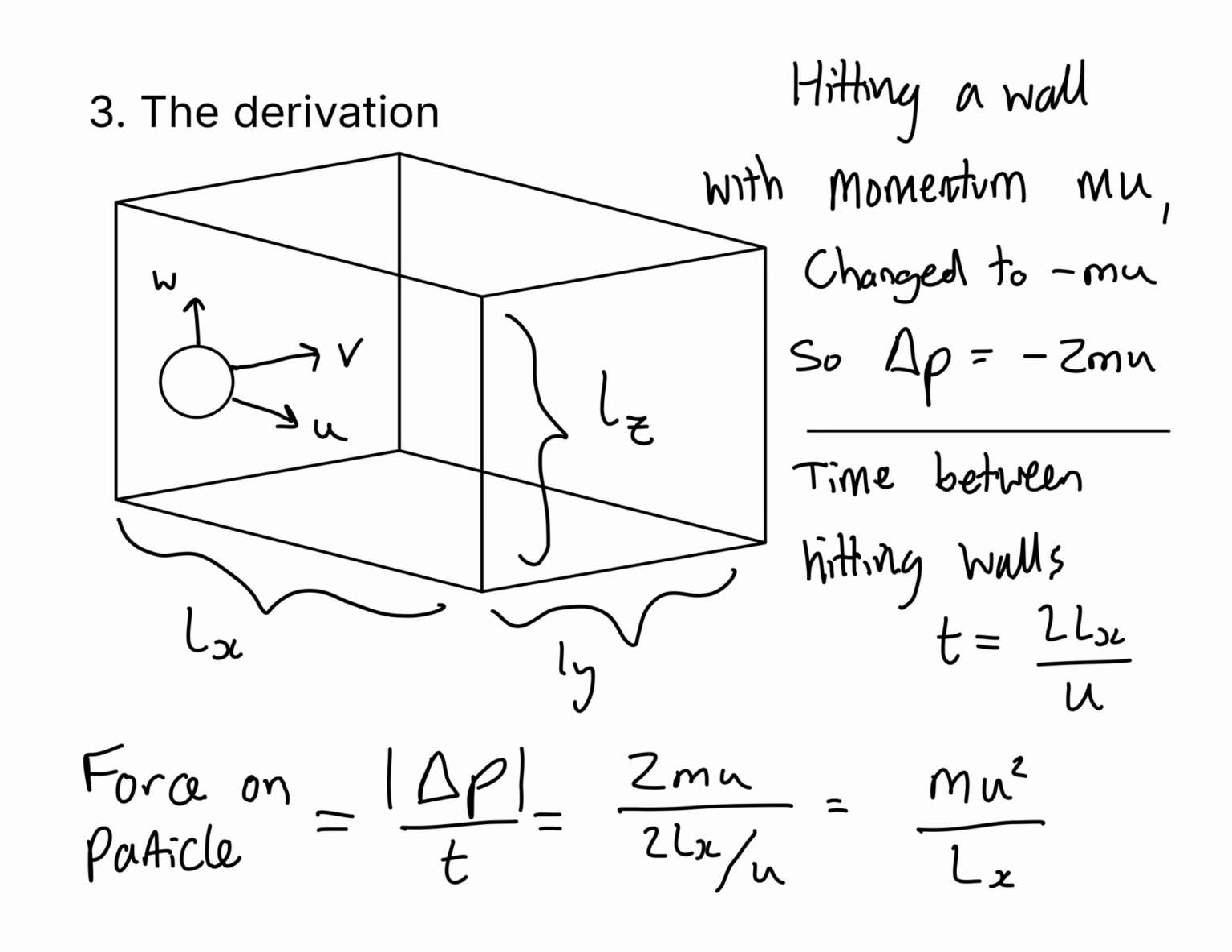How long until it hits that same wall again though? It has to cross the box and come back, a distance of 2Lx at speed u. So the time between impacts is 2Lx over u. Now use Newton's second law from lesson 13. Force is the rate of change of momentum. So the force is 2mu divided by 2Lx over u. The 2's cancel and the u's multiply, so you get mu squared over Lx.